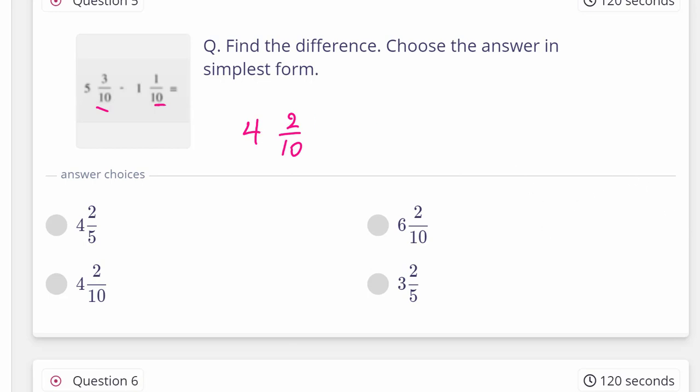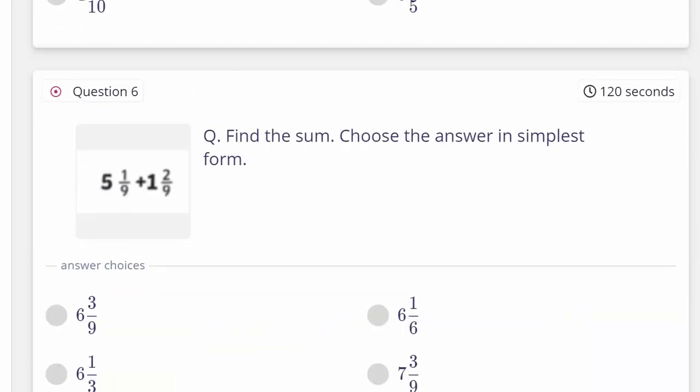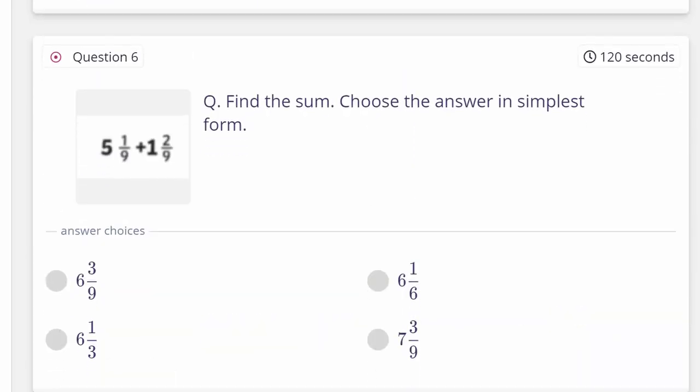Okay, and for the last question, this is the last question that we have. We will do the same. 1/9 plus 2/9 equals 3/9, and 5 plus 1 is 6. So this one is correct. And if you divide by 3, you will get 6 and 1/3.